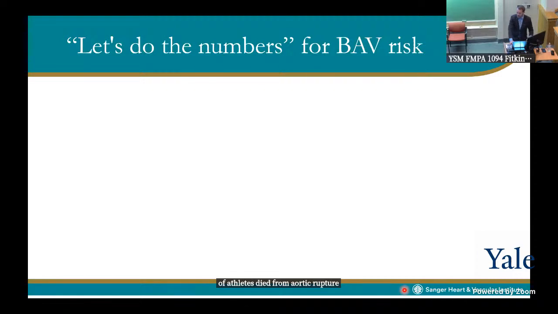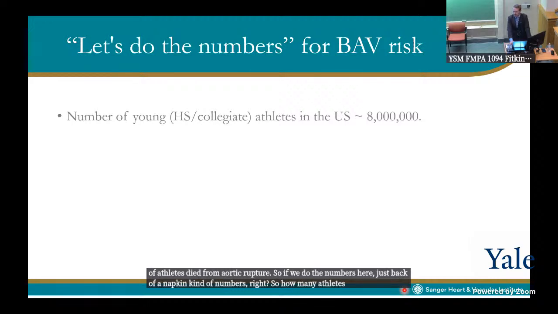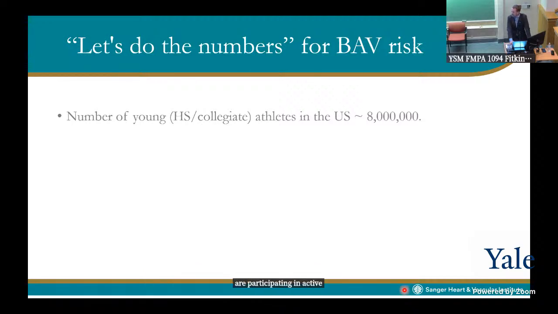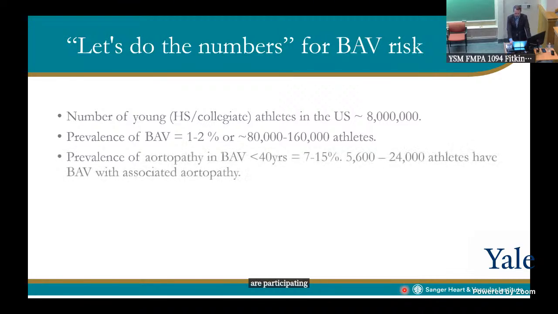So if we do the numbers here, just back of a napkin kind of numbers, right? How many athletes are participating in active competitive sports in the US right now? About 8 million is the estimated number. Now, if we say that 1 to 2% of those individuals are going to have a bicuspid valve, up to 160,000 athletes are participating in the US with a bicuspid aortic valve. And if we say the aortopathy risk in under 40 is up to 15%, it means we've got somewhere between 6,000 to 25,000 athletes with bicuspid aortic valve who have aortopathy that are participating.